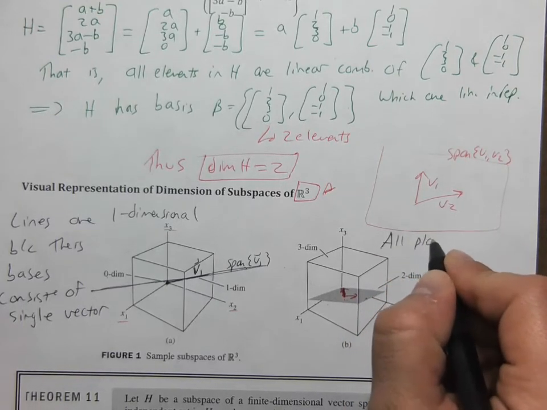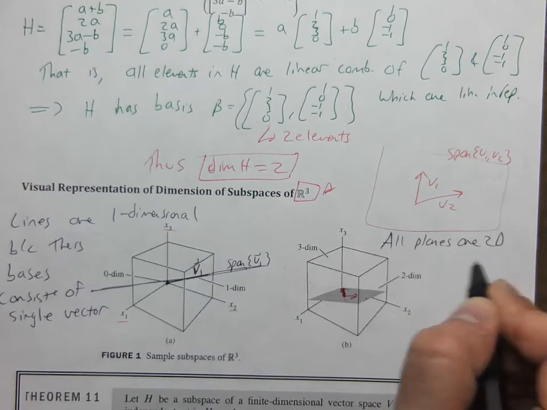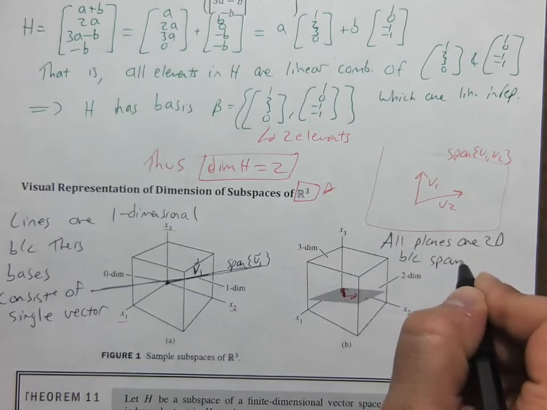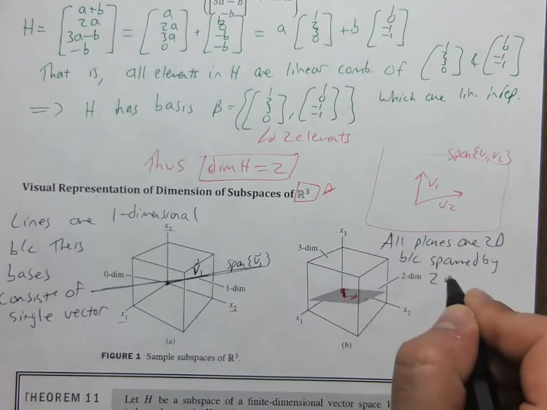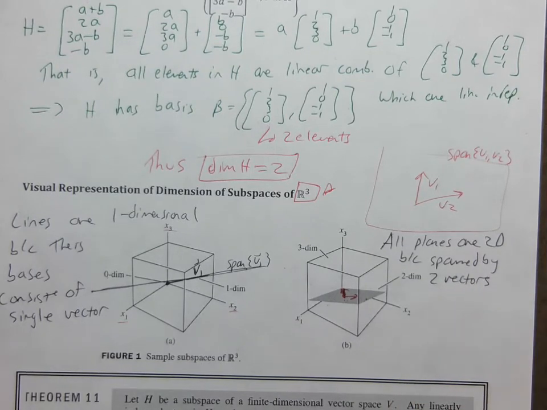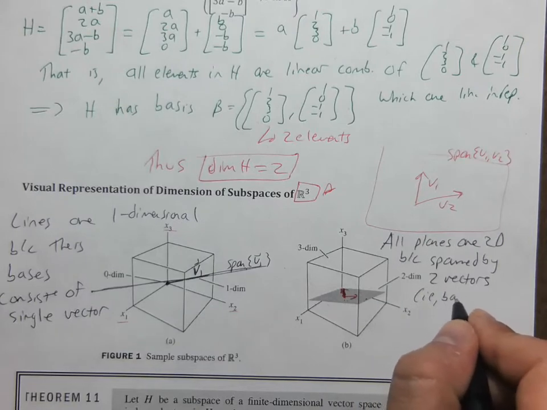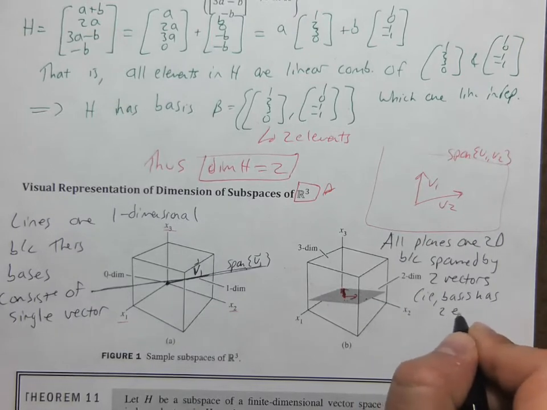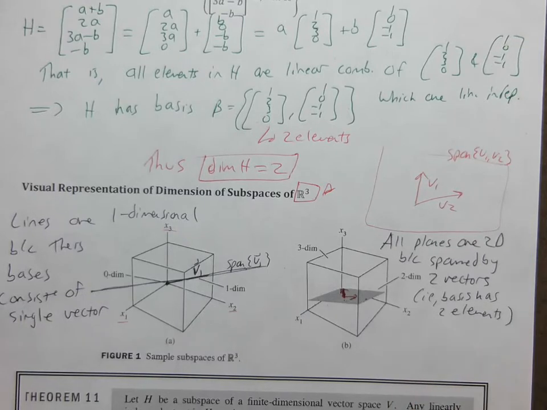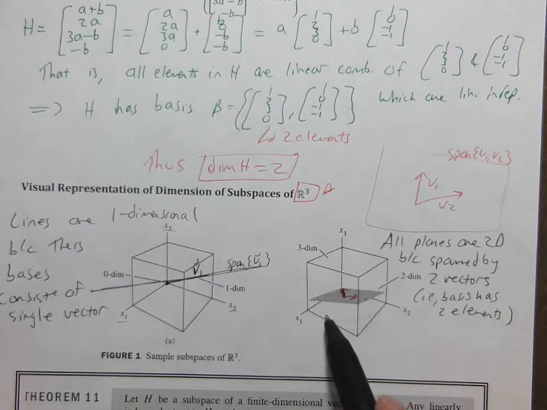So all planes are 2D because those planes are spanned by two vectors, linearly independent vectors. In other words, the basis has two elements. And the interesting thing is, like in this picture, this piece of paper would be a two-dimensional subset, or subspace in this case, of R3. So R3 would be the bigger object, but these vectors would still be in R3, right? So you'd need three entries to build each one of those, but there's only two of them.